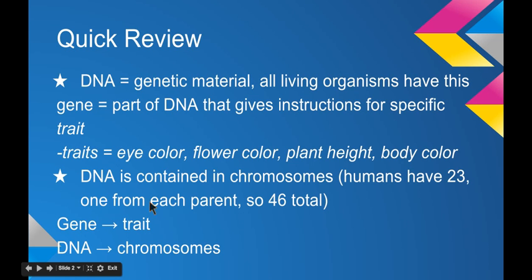We also know that DNA is contained in chromosomes. Humans have 23 pairs, one from each parent, so 46 total chromosomes. So, gene codes for a trait, DNA is contained within chromosomes. Just a quick review.